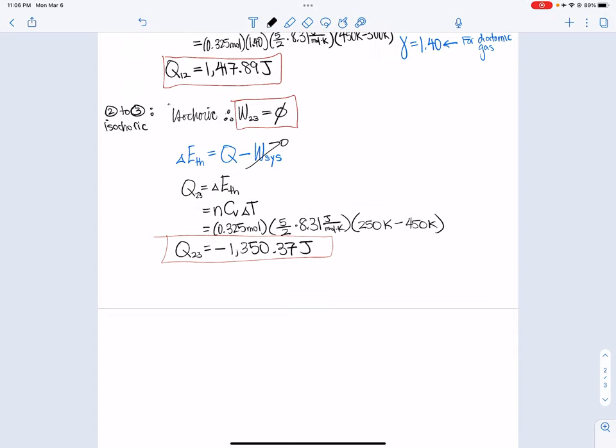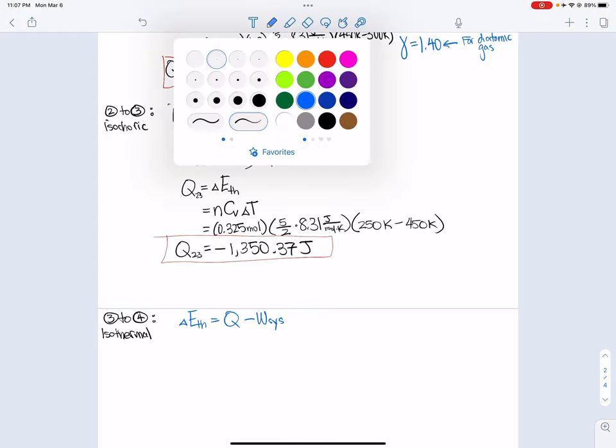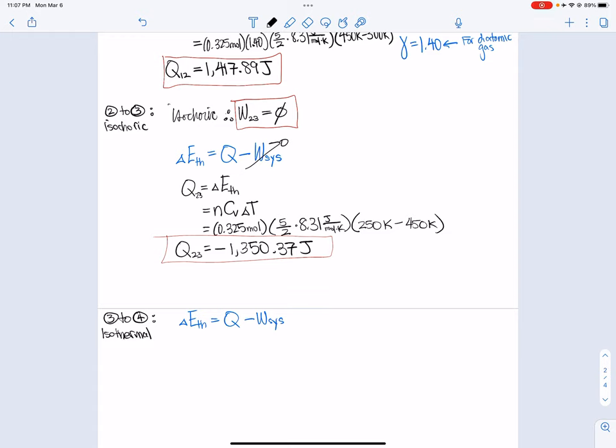So now let's go to state 3 to state 4, which is now we're dealing with an isothermal process. Okay? Again, I'm going to use my first law of thermodynamics. Change in thermal energy is equal to heat transfer minus work done by the system. So it's isothermal, so there's no change in temperature. Therefore, there's no change in thermal energy and internal energy, right? Thermal energy is the same thing as internal energy, for our case. So then we'll say that heat transfer, Q, is equal to work done by the system. Okay?